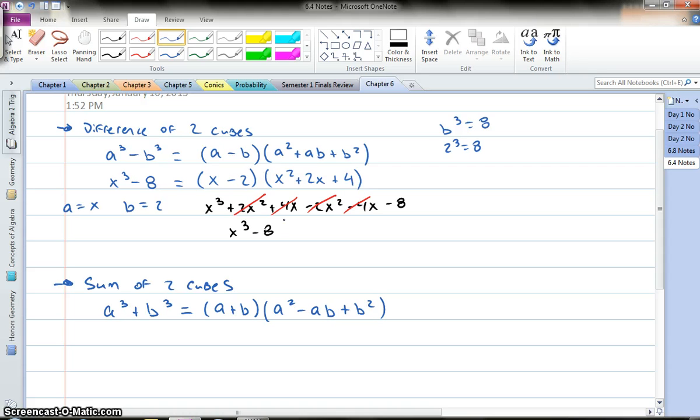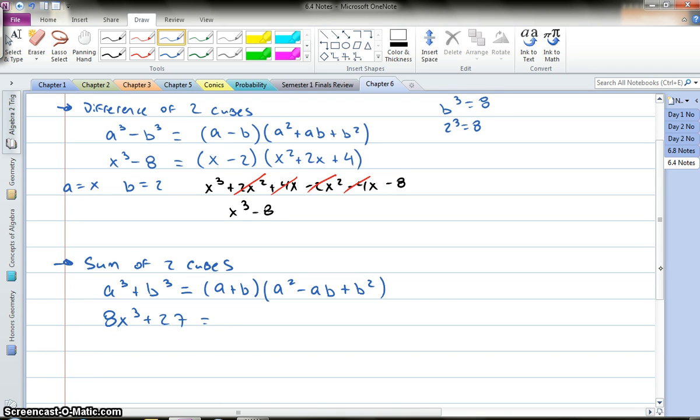So let's try this one: 8x cubed plus 27. Again, I like to identify what a and b equal. Well, 2 cubed is equal to 8, and x cubed is x. So I pretty much took the third root of that.